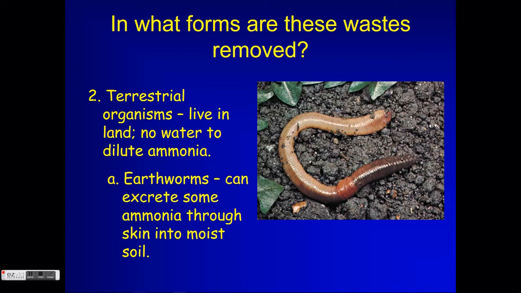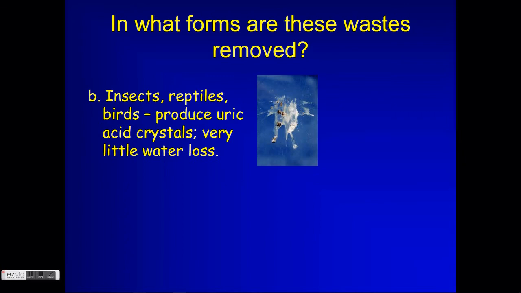For most terrestrial animals then, they don't have access to lots of water, and so they have to dilute that ammonia, or at least convert it to a less toxic form. The only exception would be something like earthworms. For earthworms, especially if they are in moist soil, they can excrete that ammonia through their skin and then the ammonia washes off. But for most of us, we don't, again, have access to that much water. And so as a result, we need to produce urea, or if we are an insect or a reptile or a bird, we'd convert that urea to these uric acid crystals that involve very little water loss.